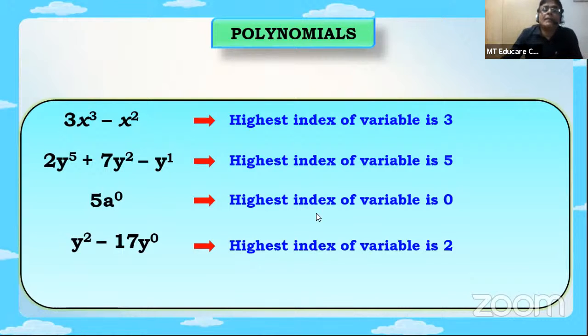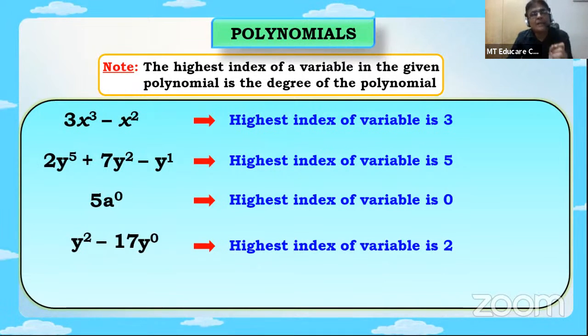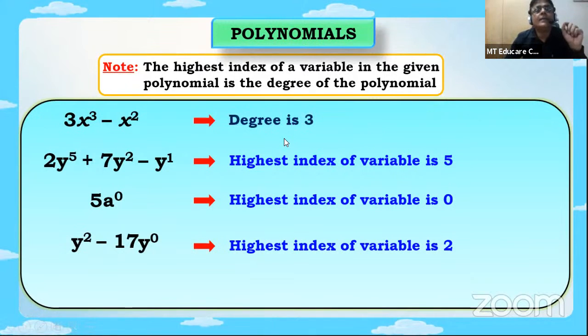Now, why we are finding this highest power? Okay, now we are going to name this. This highest power of any polynomial is called its degree. The highest index or power of a variable in a given polynomial is the degree of a polynomial. I repeat, it is the degree of the entire polynomial. Okay, अगर मुझे degree बोलना है तो मैं बोलेगा the highest power is 3, so the degree is 3. I cannot say highest degree. ये कभी नहीं बोलेगा.